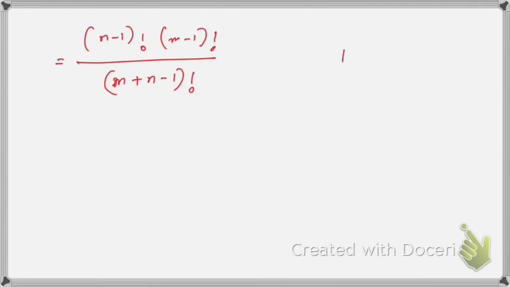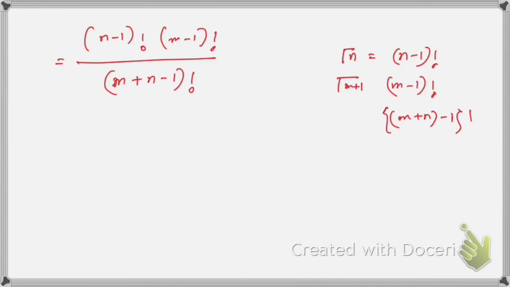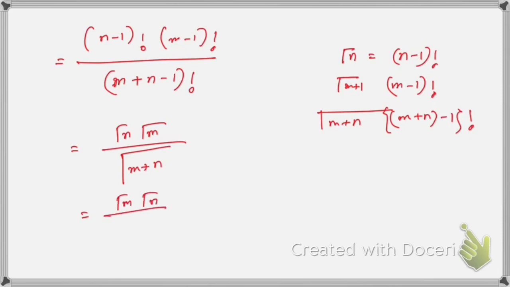Now you see, gamma n is equal to factorial n minus 1, right? So factorial m minus 1 will also be gamma function of m, right? And hence factorial m plus n minus 1 is going to be equal to gamma function m plus n, right? So our result is gamma m into gamma n divided by gamma m plus n. That is what we needed to prove, right?